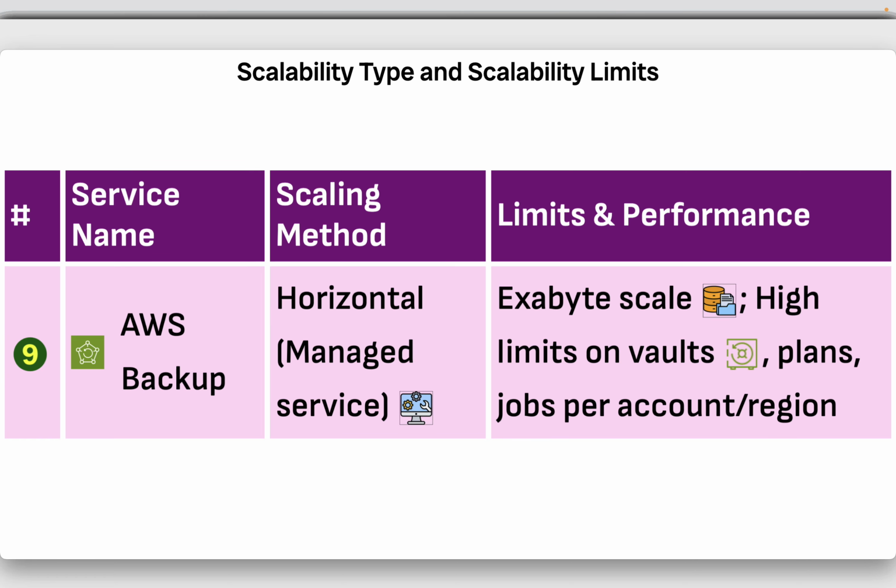Next, AWS Backup. Scaling is horizontal. It's a managed service, so it scales horizontally. Limits: it's exabyte scale storage. There are high limits on vaults, and high limits on plans and jobs per account and per region.